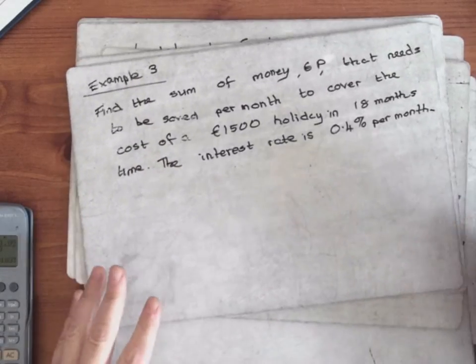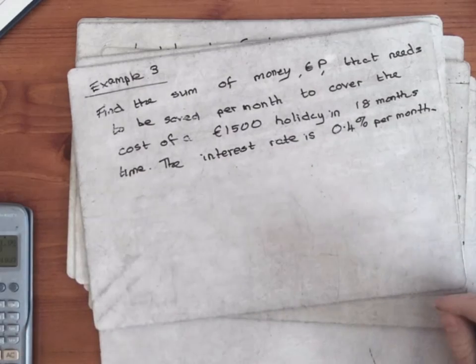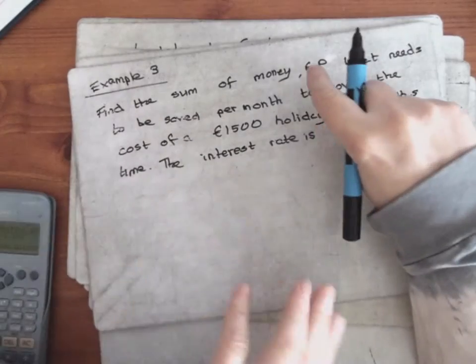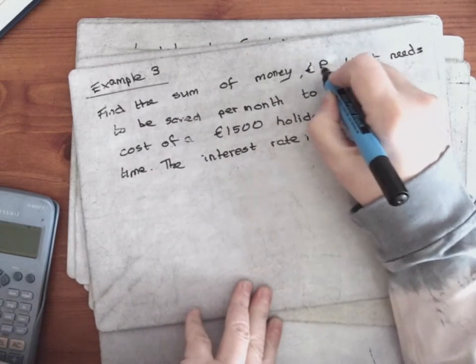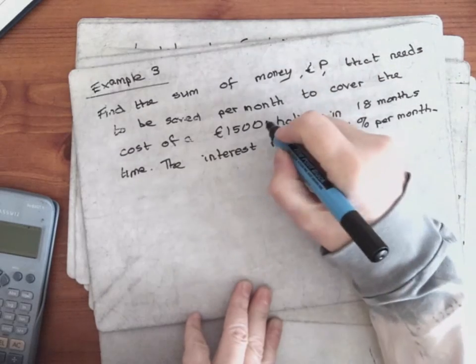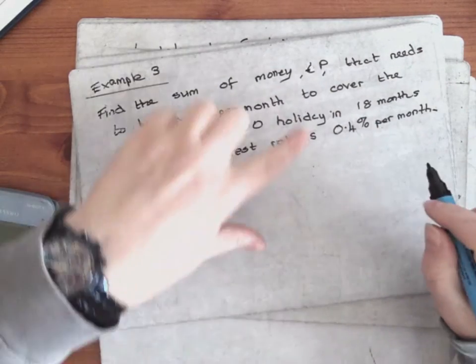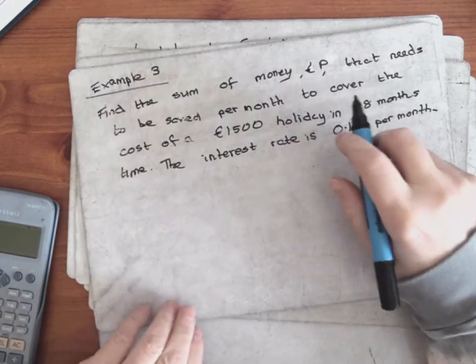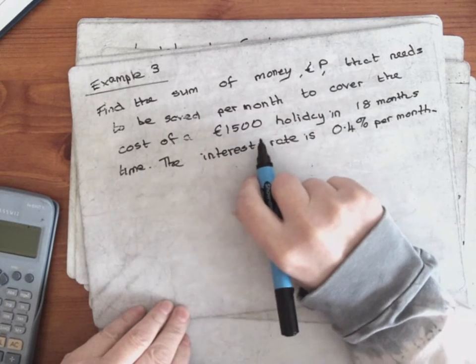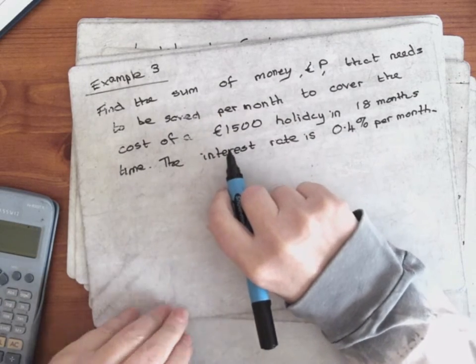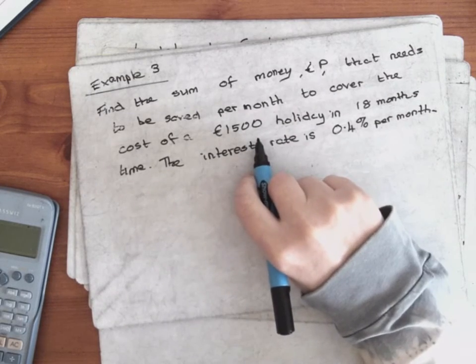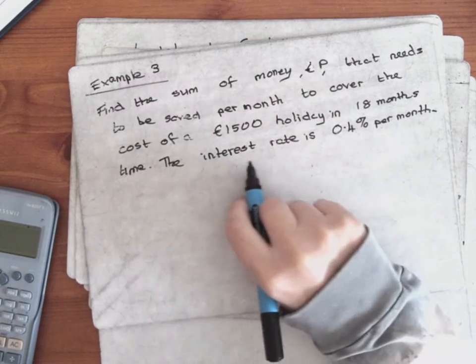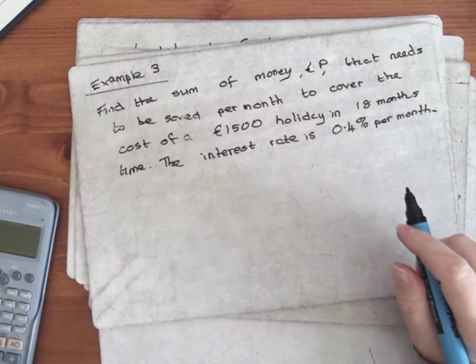Example 3 is working backwards. It's the same thing again, except now I know how much I want at the end. So find the sum of money, that's P euros. You're saving a certain amount of money every month, putting it into an account to cover the cost of a €1,500 holiday in 18 months. So you want to save up 1,500 in 18 months. The interest rate is 0.5% per month.